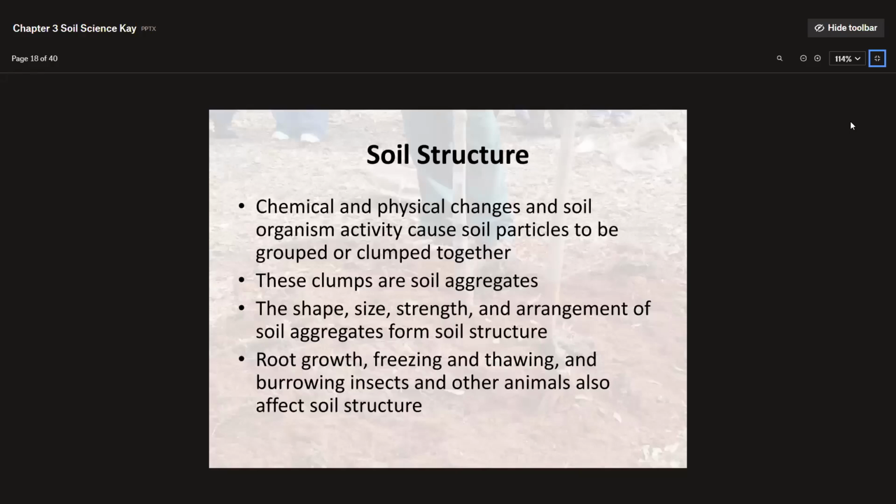Anyway. All right. So in the soil structure, chemical and physical changes and soil organism activity cause soil particles to be grouped or clumped together. Those clumps are called soil aggregates, right? The size, shape, strength and arrangement of the soil aggregates form that soil structure. Root growth, freezing and thawing, and burrowing insects and other little animals all affect the structure of that soil.